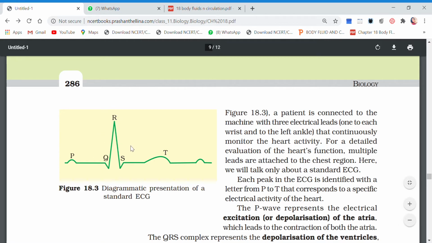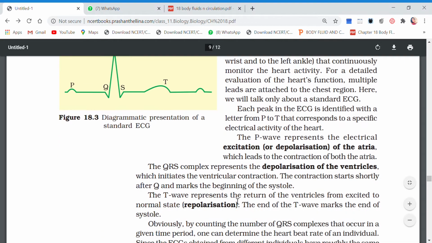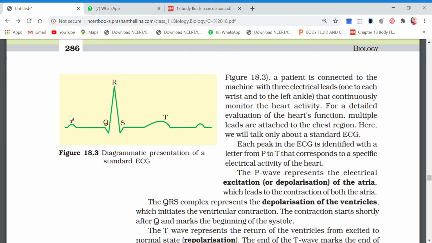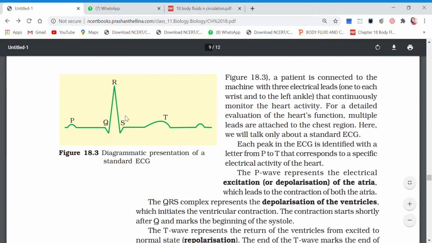This QRS complex represents the depolarization of the ventricles. When the atria are contracted, the blood will move on to the ventricles and the conduction impulse will be transferred to the ventricles. So this QRS complex will tell us that now the ventricles are depolarized. That means the ventricles are contracted.